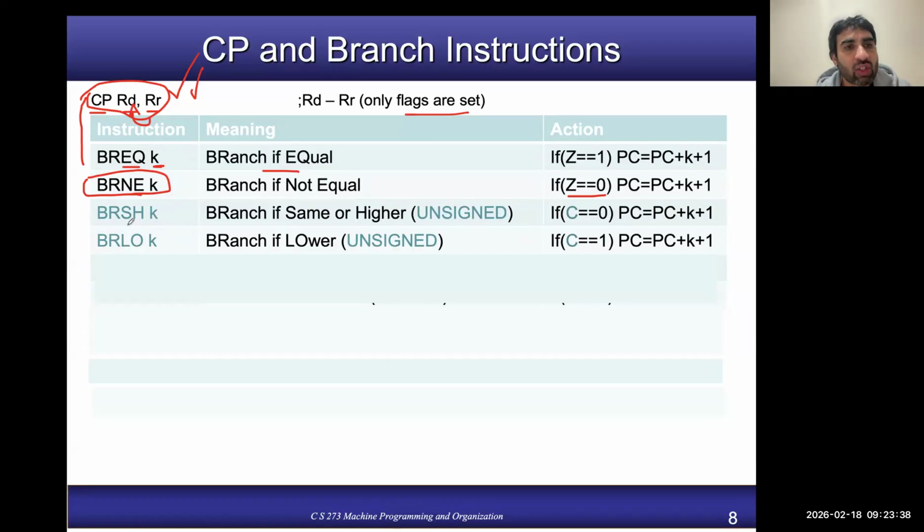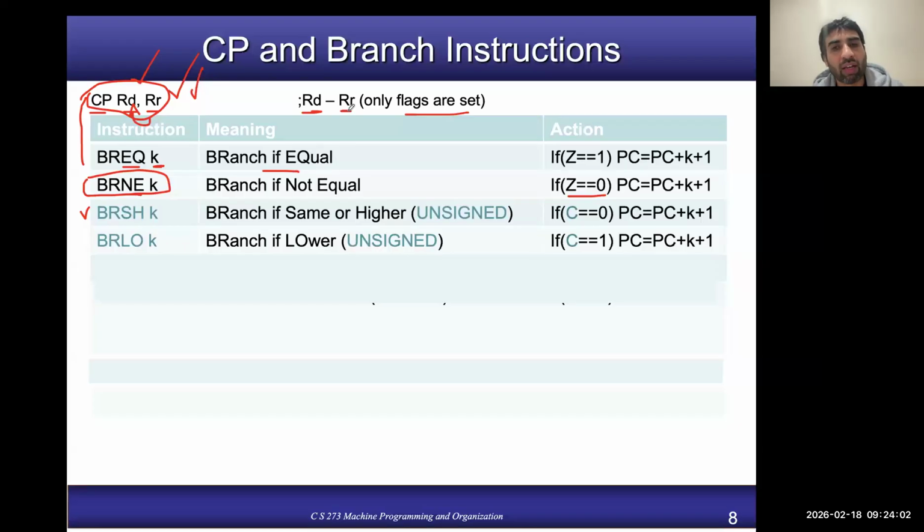We have another instruction, branch same or higher, right? So branch same or higher, again, you will do the same thing. First, you will put a compare instruction in the program, and then after that, branch same or higher. What it will do is check if the value of the destination register is the same or greater than the value of the source register, right?